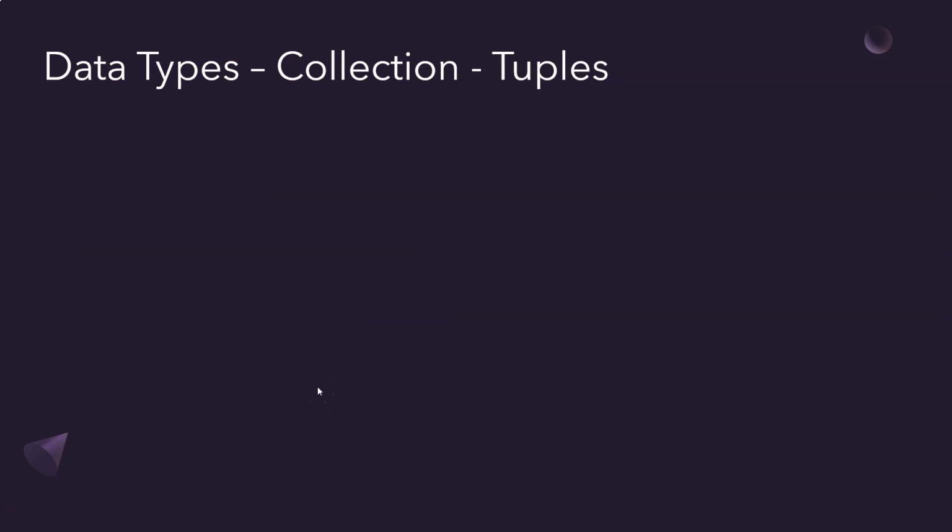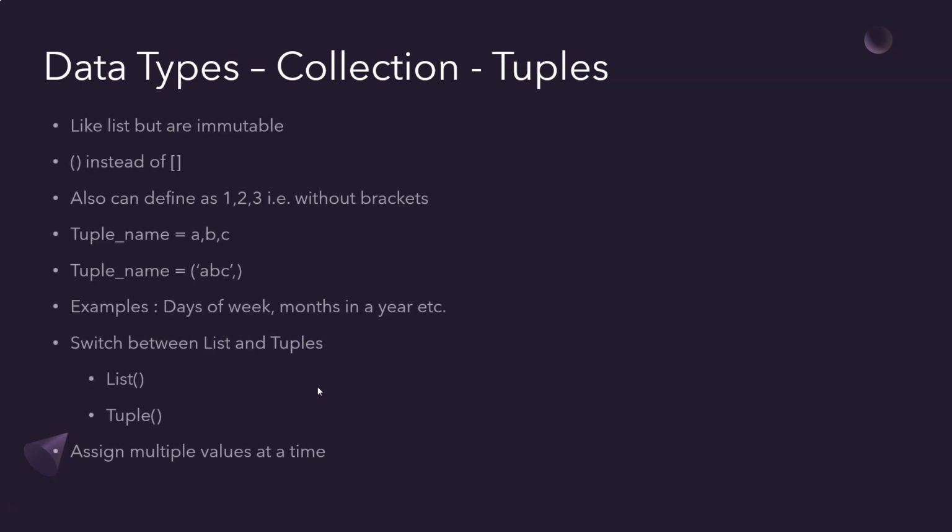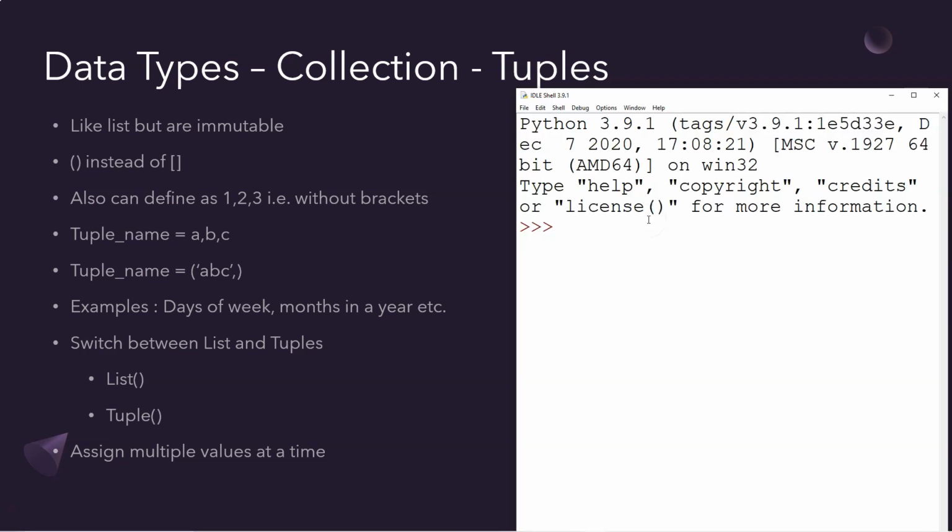Another collection type which is pretty similar to list but with some differences is tuples. We'll go through the differences and similarities. The one big difference between list and tuple is that tuples are immutable. That means they cannot be changed, and we'll go through some examples. While defining a tuple, we use round brackets. Let's see some examples of tuples. To define a tuple, let's say we have a tuple of numbers.